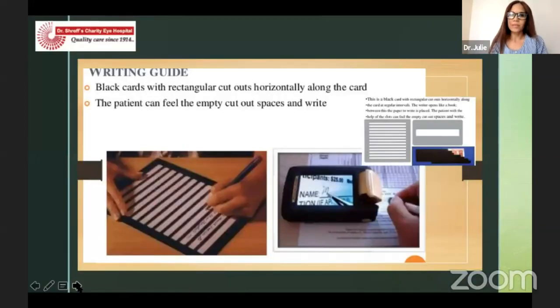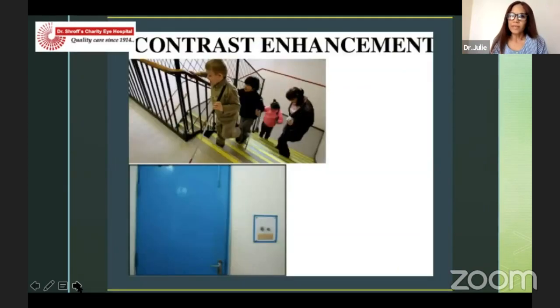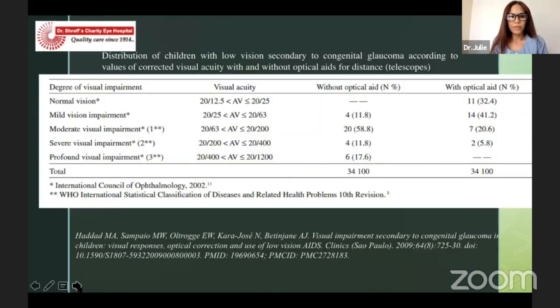So these optical low vision devices are really helpful in visually rehabilitating these children. Also, you get writing guides like black cards or rectangular cutouts that increase the contrast and help the child to write. A lot of contrast enhancement can be done in the surroundings to help the children have a better quality of life. And it has been seen that with the help of low vision devices, the visual impairment has decreased markedly in these children.